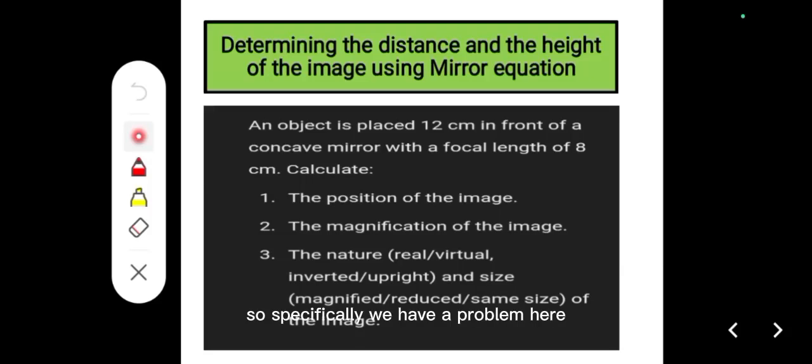So specifically, we have a problem here. Now, an object is placed 12 centimeters in front of a concave mirror with a focal length of 8 centimeters. So, from a mirror, you have your focal length, half the radius of the sphere. So the object is placed a little beyond your focal length, 12 centimeters away from the mirror.